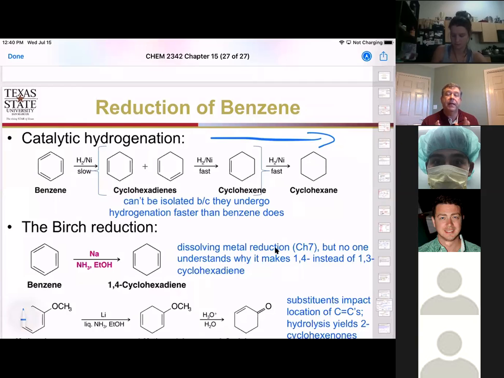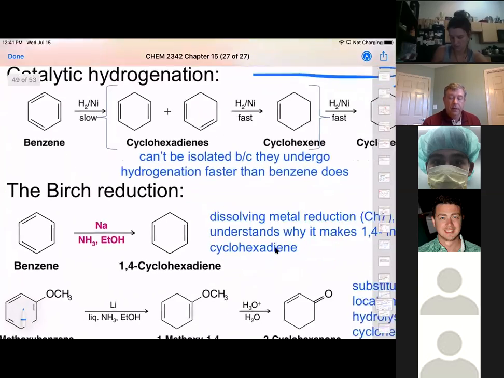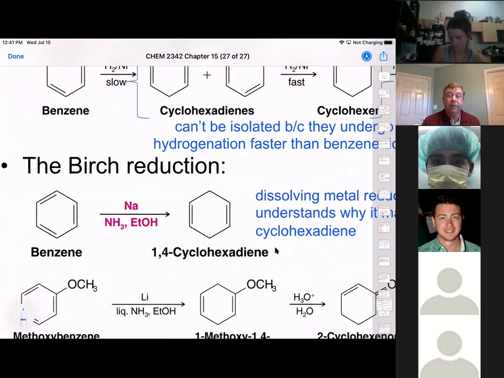We don't have specificity for stopping it partway through unless we use what we call the dissolving metal reduction. Okay, and in this case, it's similar to the reaction we used with alkynes, where we were taking a metal and ammonia and creating a salt out of it. However, in this case, we're actually using it to form the 1,4-cyclohexadiene. Notice that's the unconjugated form of it, okay?